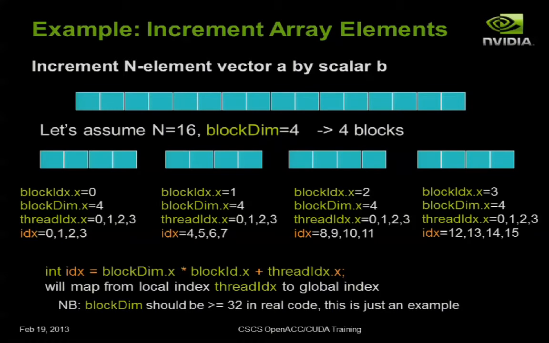And as I said, keep in mind that on the hardware, the minimal width of an instruction is actually 32 threads. So the example that we have here, where we give each block just 4 threads, will result in 28 threads on each streaming multiprocessor that simply sit idle. So you want to have at least 32 threads in a real code per block.